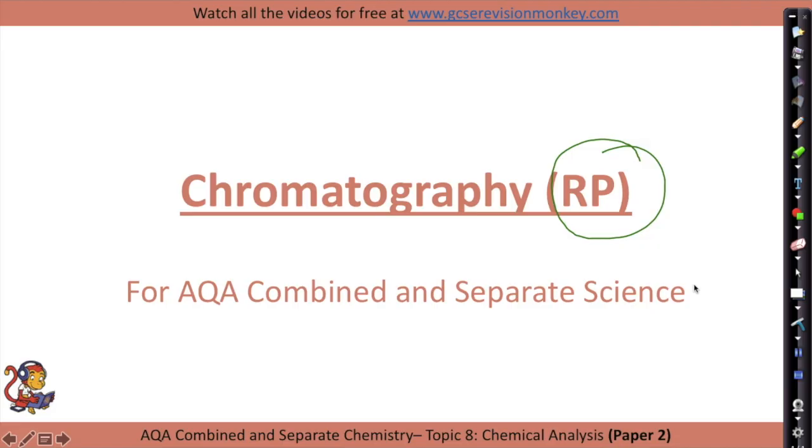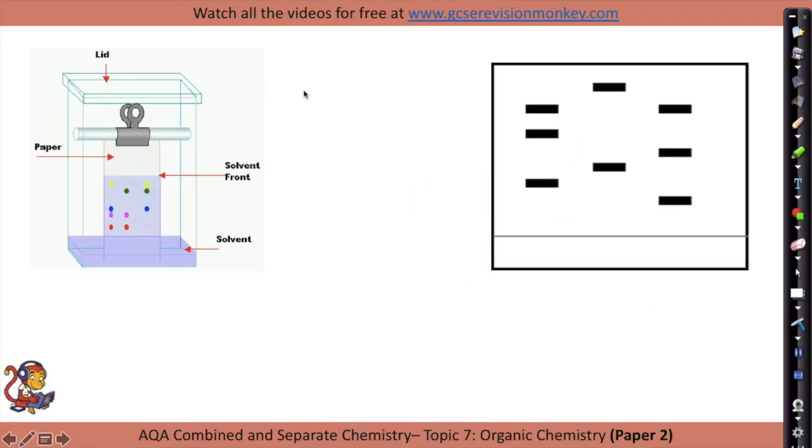It's important because there's not many required practicals in this second paper for chemistry, so it's one that I suggest that you really get your heads around. The reason you do chromatography is because you want to separate a particular substance, for example a dye or an ink. It's most often coloured substances that are separated in chromatography.